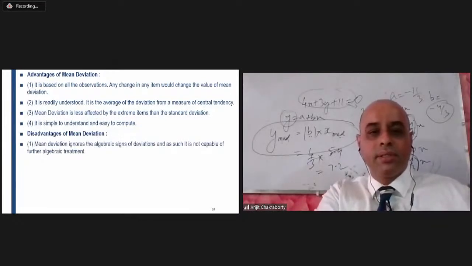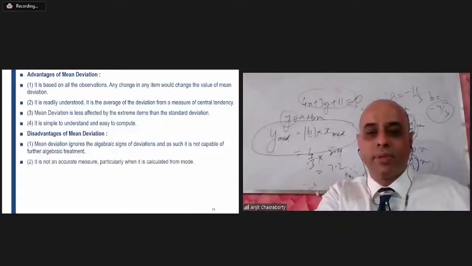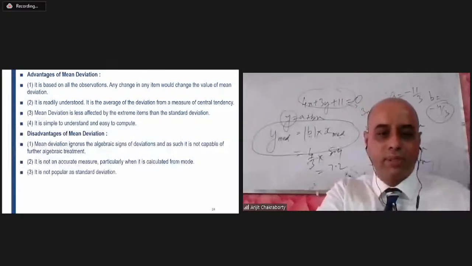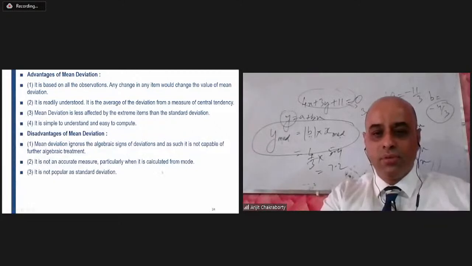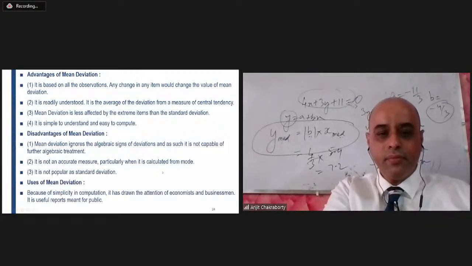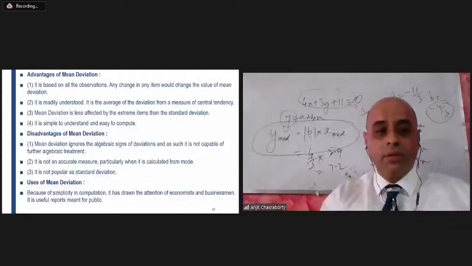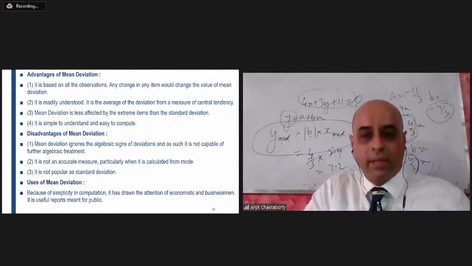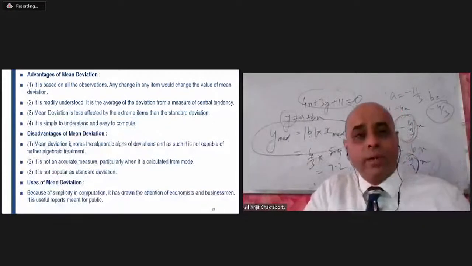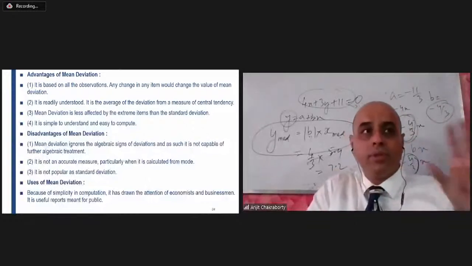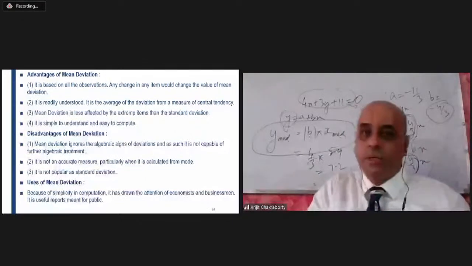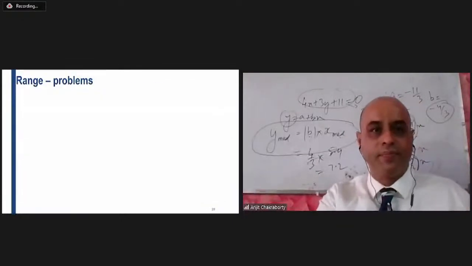And the disadvantage is we ignore the algebraic signs of deviation. That is true. It is not an accurate measure, because if it is calculated from mode, again, it will not be an accurate measure. Lastly, we move into the questions. Please note that mean deviation is important not only for economics, but even in finance, for forecasting in business, for finding out, for example, which observations are more uniform, which observations have higher deviation. Everything can be calculated from mean deviation.